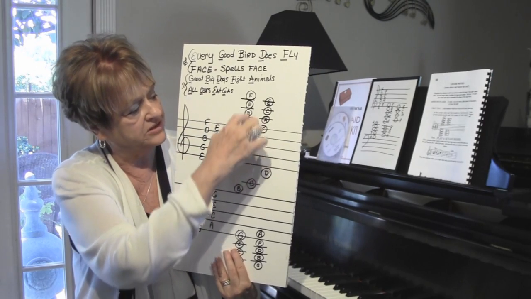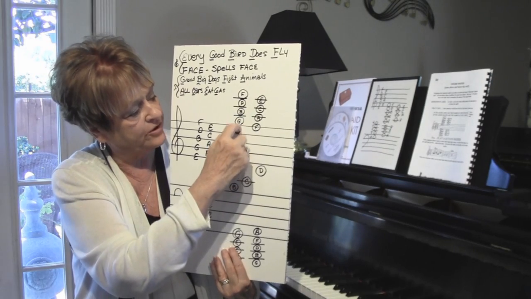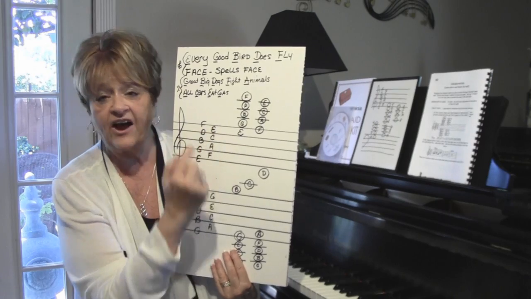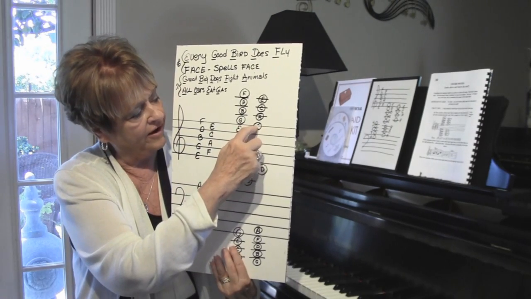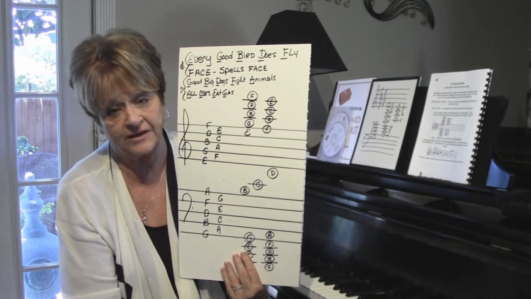The lines are Every Good Bird Does Fly, and that's on the staff. When you get up on the ledgers, the spaces are Every Good Bird Does Fly. The spaces are FACE on the staff, and they are FACE lines on the ledger lines.